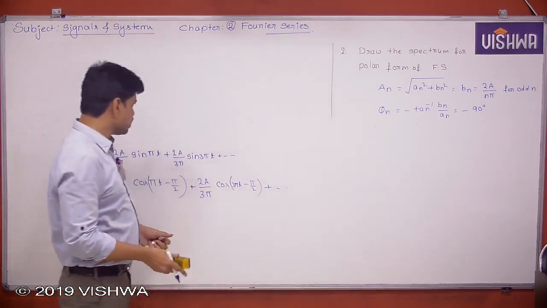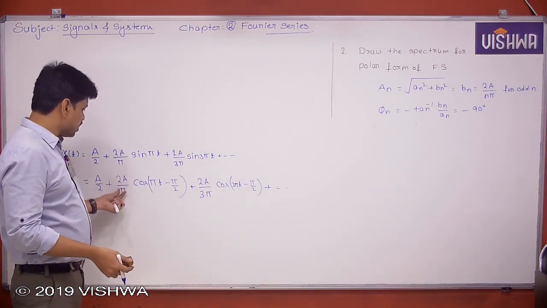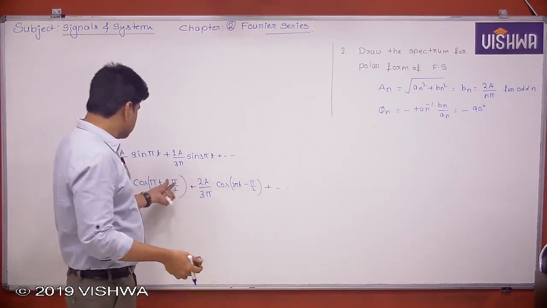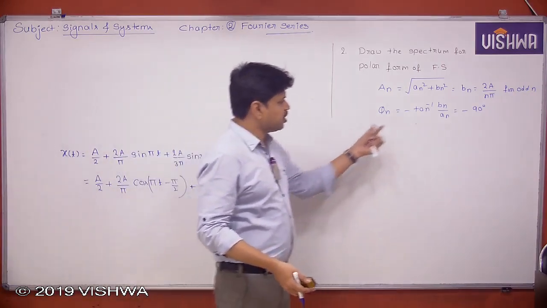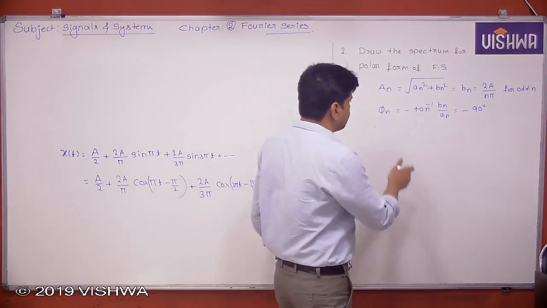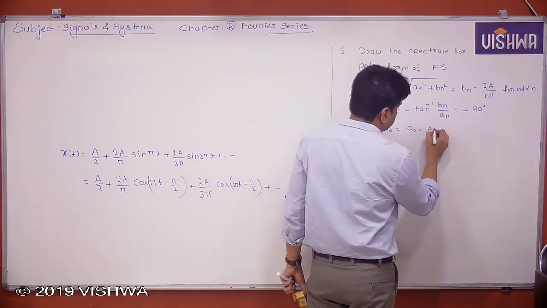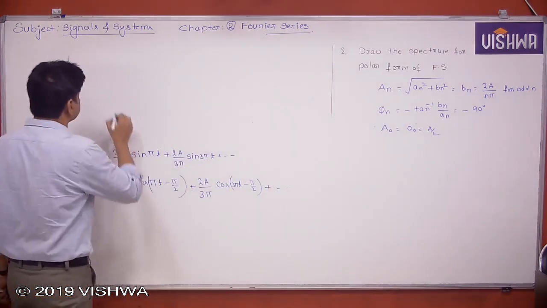So directly, if you observe carefully, this is a0 value, this is a1, this is a3, and what is this value? Phi 1, this is phi 2, like that. So every value is nothing but minus 90 degrees. And what is a0 value? That is same as small a0, that is a by 2. Now if I draw the spectrum, let's see how it is going to look.